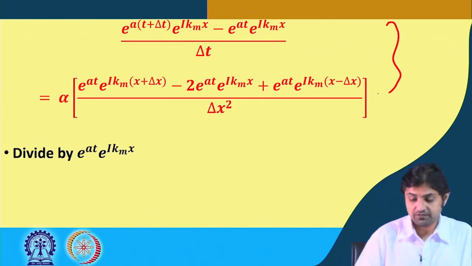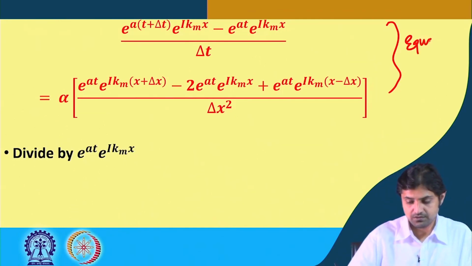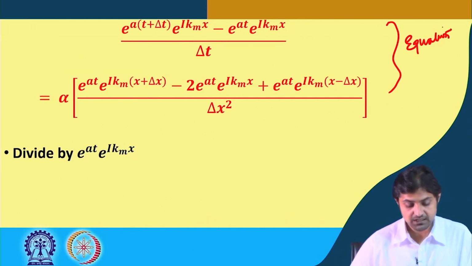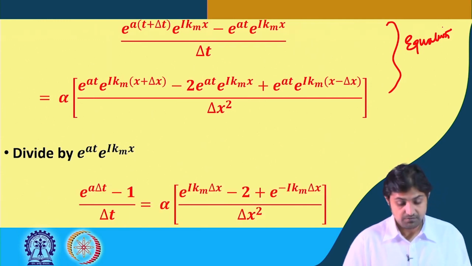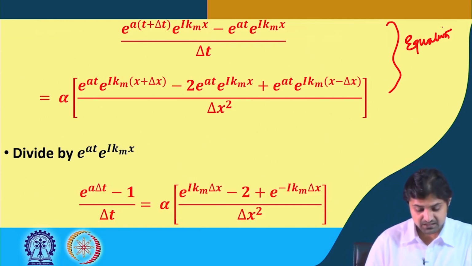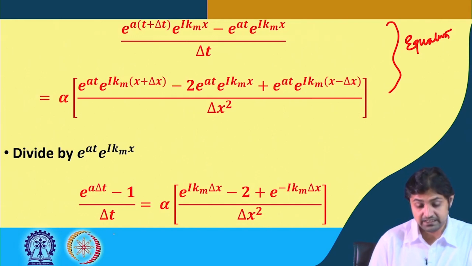Now if we divide this equation by e to the power a t times e to the power I k_m x, on the left hand side we get e to the power a delta t, because t and t will get cancelled, equal to a more simplified expression, e to the power I k_m delta x, because x and x plus delta x, so this will remain delta x, here also delta x. And this will completely go away.